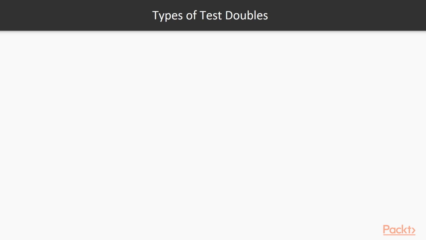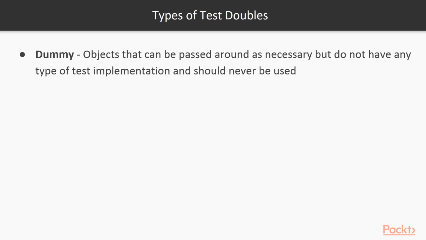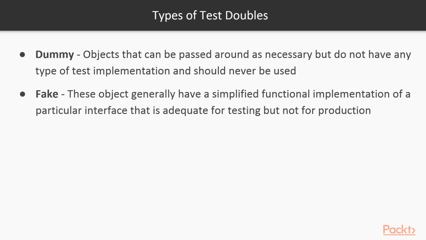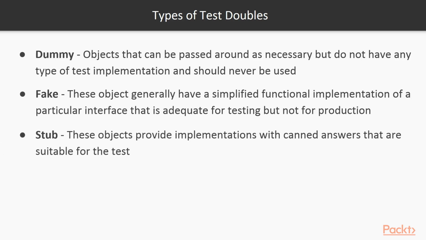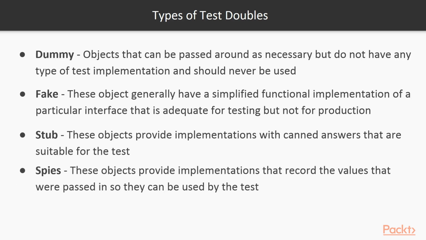There are many types of test doubles. Dummy objects are the simplest. They are simply placeholders that are intended to be passed around but not actually called or used in any real way. They will often generate exceptions if they are called. Fake objects have a different and usually simplified implementation from the production collaborator that make them usable in the test code but not suitable for production. Stubs provide implementations that do expect to be called but respond with basic canned responses. Spies provide implementations that record the values that are passed into them. The test can then use those recorded values for validating the code under test.